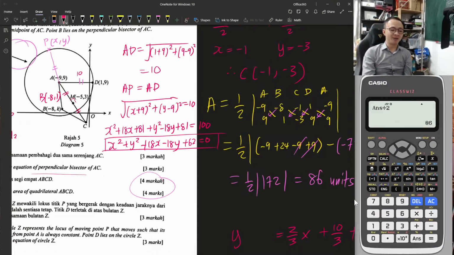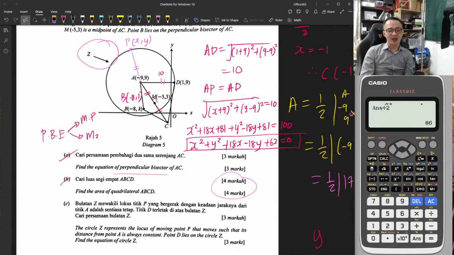Yeah, because it's parallel to the x-axis. So this is the reason why I know 10 without using the distance formula, because both of them have the same y value, right? So basically it's a parallel line. Then you can just see from -9 to 1 is 10 units.